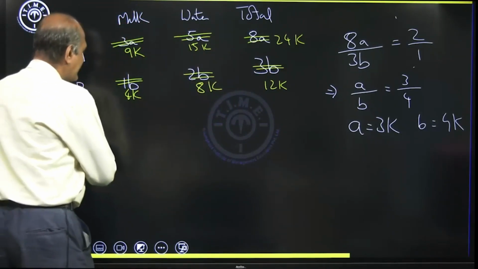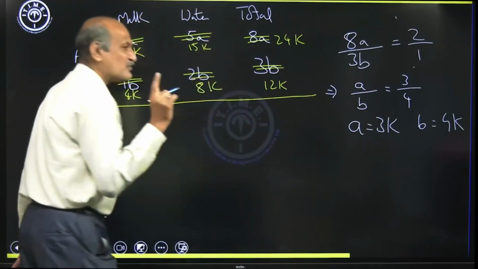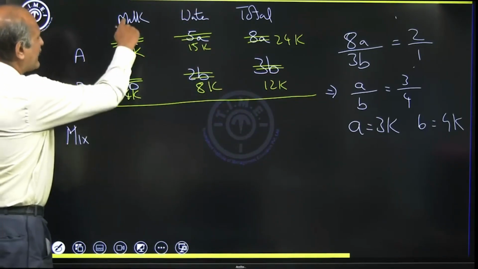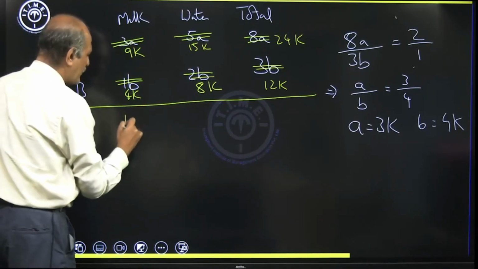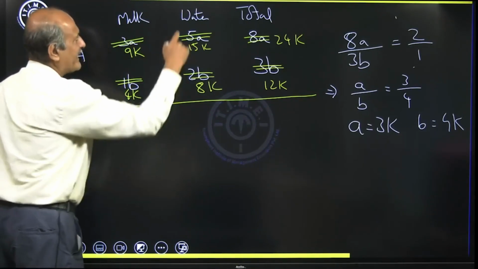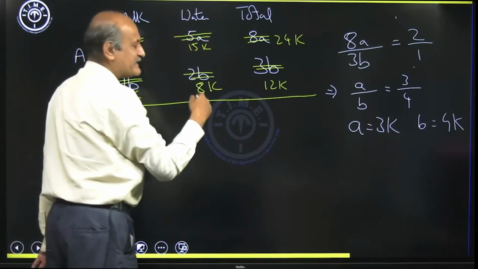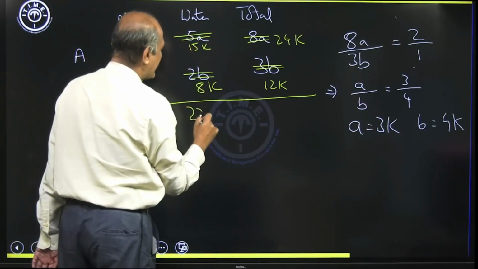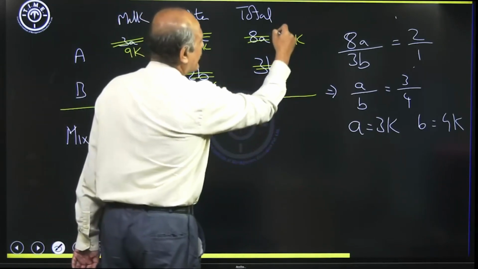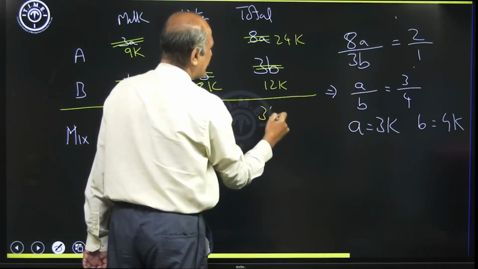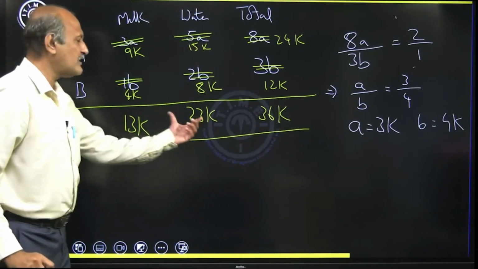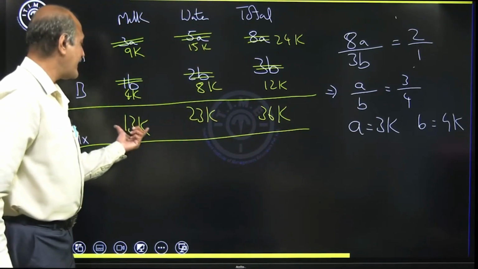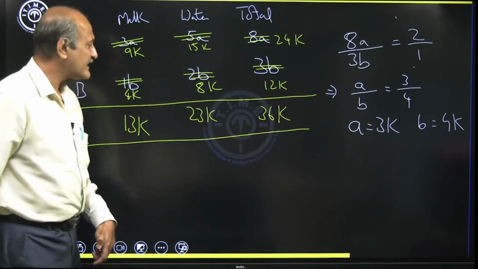Now you can tell it this way. If these two solutions are mixed with each other, the total amount of milk we get is 9 plus 4, which is 13K. And here it is 15 plus 8. How much is it? It is 23K. And the total we get is 24 plus 12, that is 36K. The final solution has milk and water: milk is 13K and water is 23K.